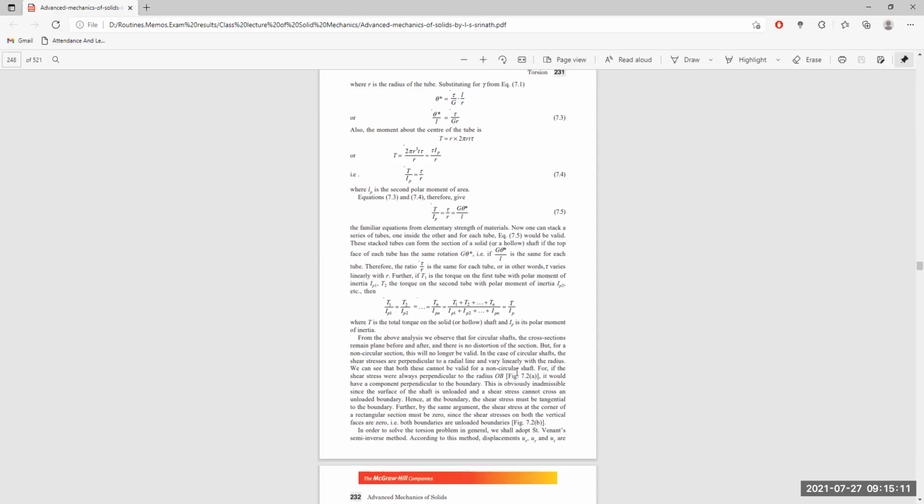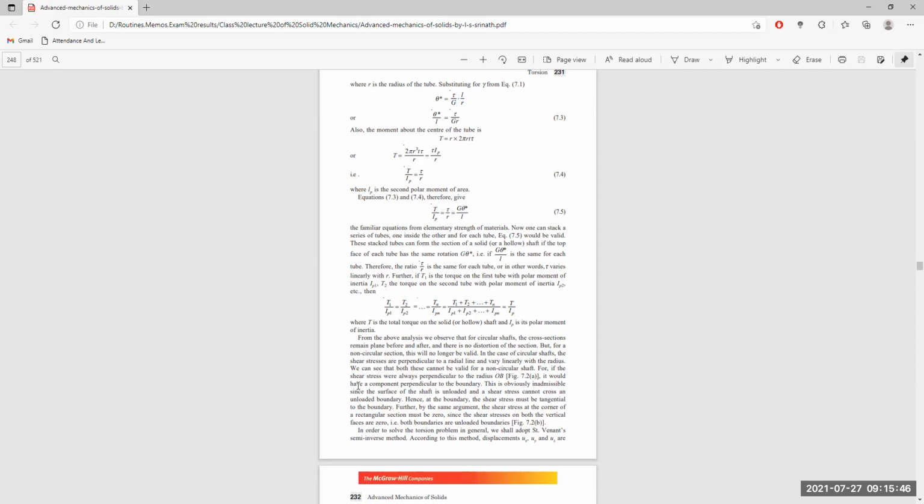In the case of a circular shaft, shear stresses are perpendicular to a radial line and vary linearly with the radius. If you imagine a line from the center of the shaft to the circumference of the cross-section, you will find that the shear stress is perpendicular to this line, and it will vary linearly along the radius and become zero at the center itself. But both these cannot hold for a non-circular shaft.